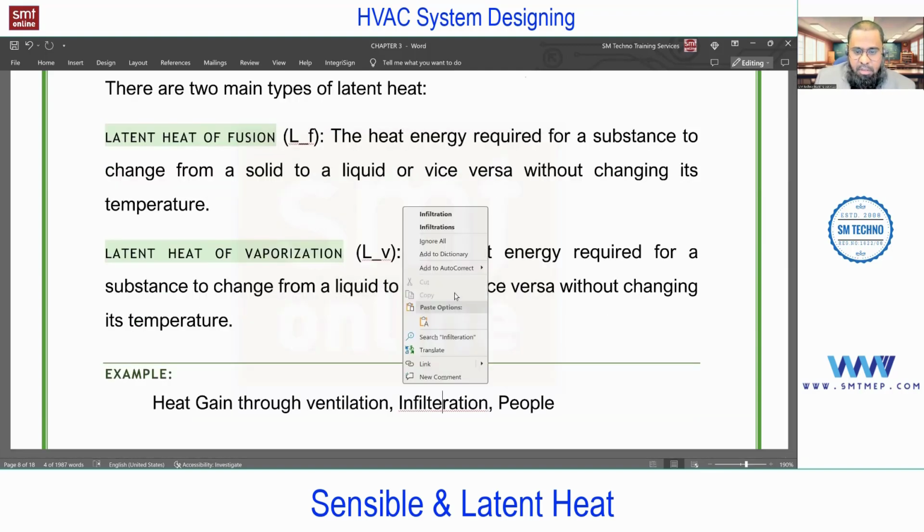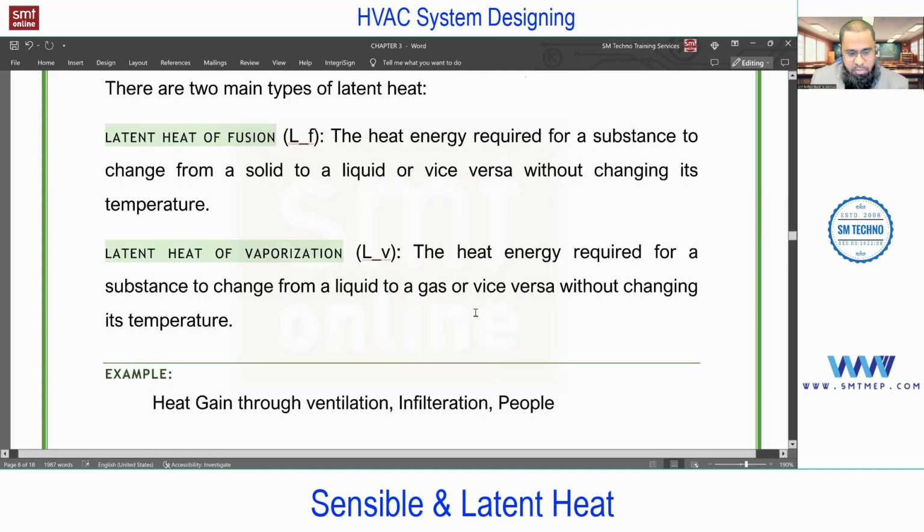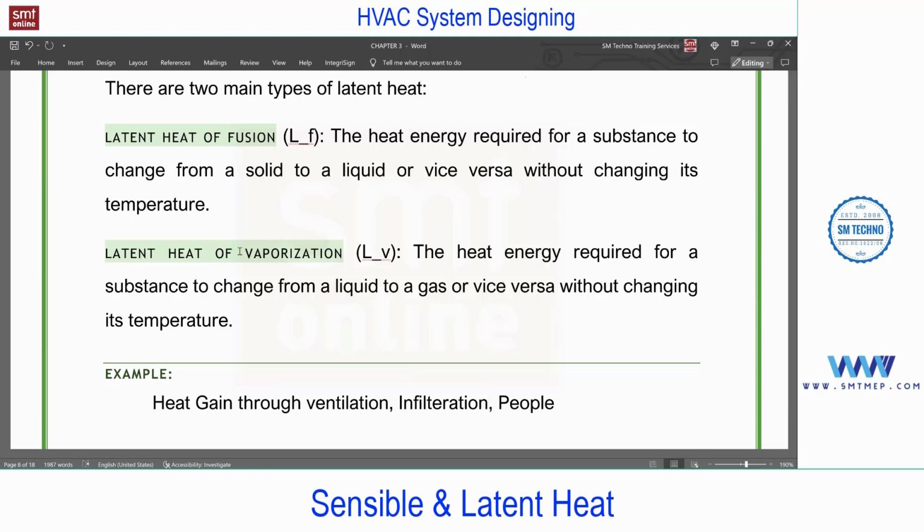Next, from an application point of view, heat gain through ventilation, infiltration and people is an example of sensible plus latent. Remember, the source can be only sensible or can be sensible plus latent. We don't have an option for only latent in case of source of heat gain.